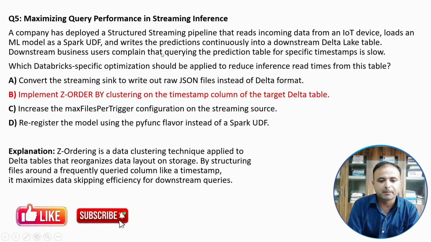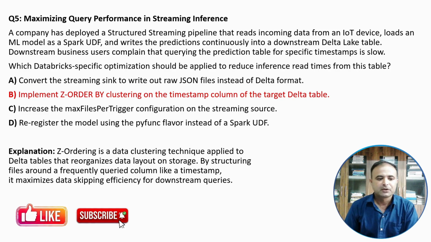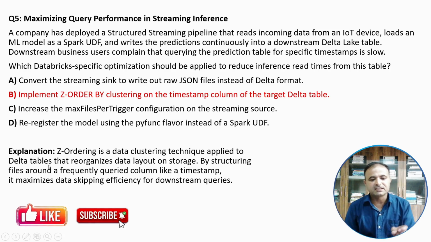Downstream business users complain that querying the prediction table for a specific timestamp is slow. So here the correct answer is implementing Z-order indexing. We just want to improve by clustering on the timestamp column of the target Delta table. And we are also familiar with this indexing. Z-order is a data clustering technique applied to Delta tables that organizes data layout on storage by structuring files around a frequently queried column like timestamp.